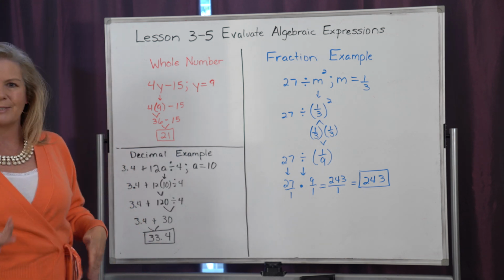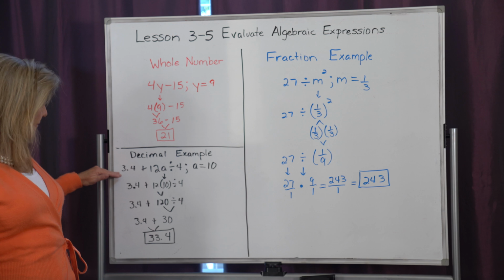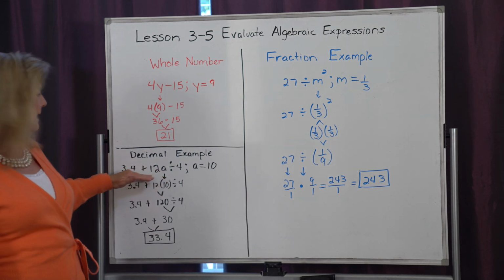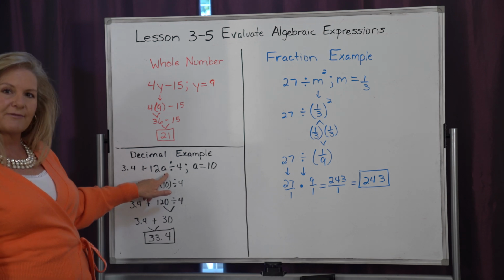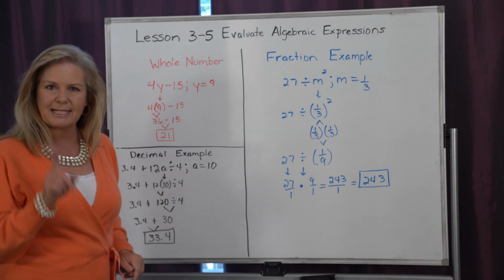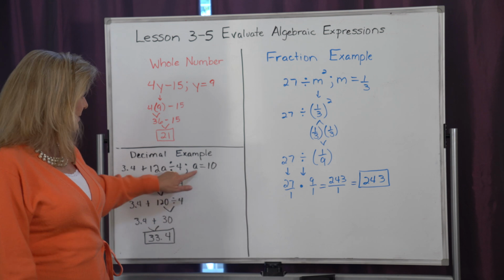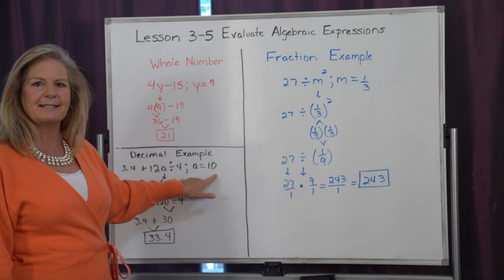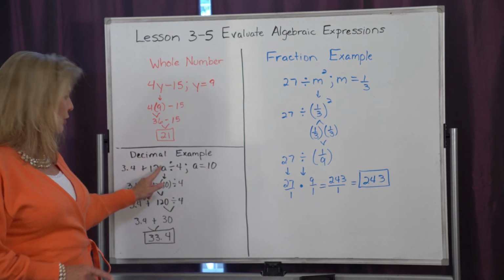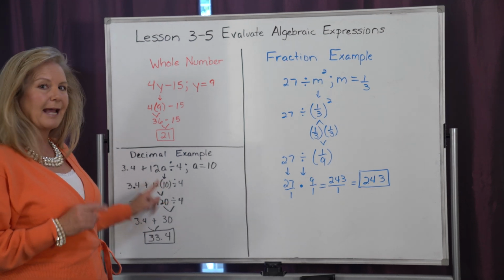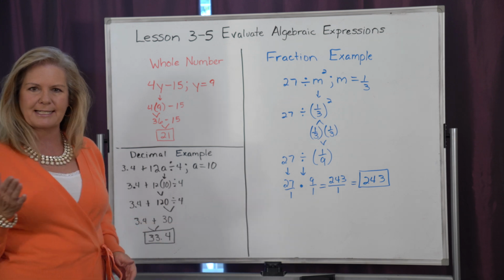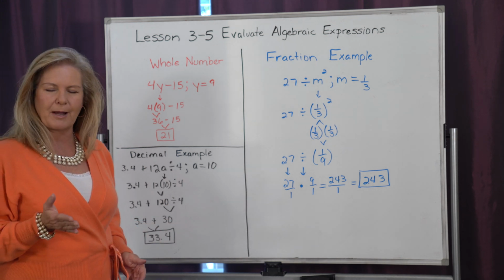Now we can also do it with decimals as well. So if we have this decimal expression, again, no equal sign, I do have this variable a, but they have to tell me what the variable is. So in this example, a is 10. So step 1, you always replace the number for the variable, and then you look at those operations to see if you need to follow order of operations.